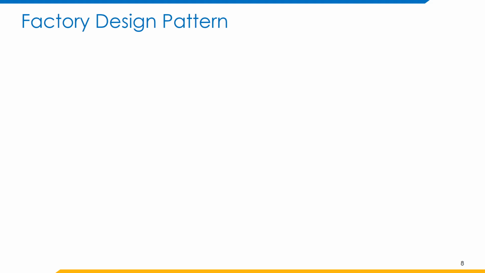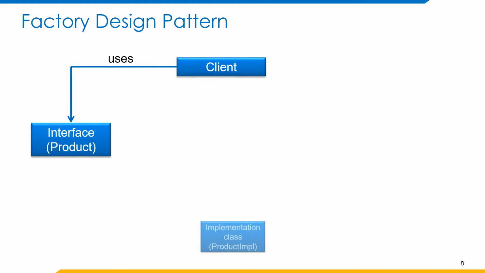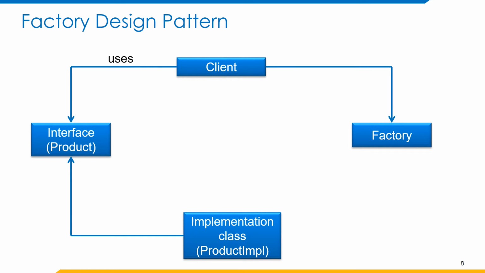For example, the client needs an object of the product interface. It will call the implementation class of product impl, and it will call the factory method to get the object, and the factory method will return the object to the client.